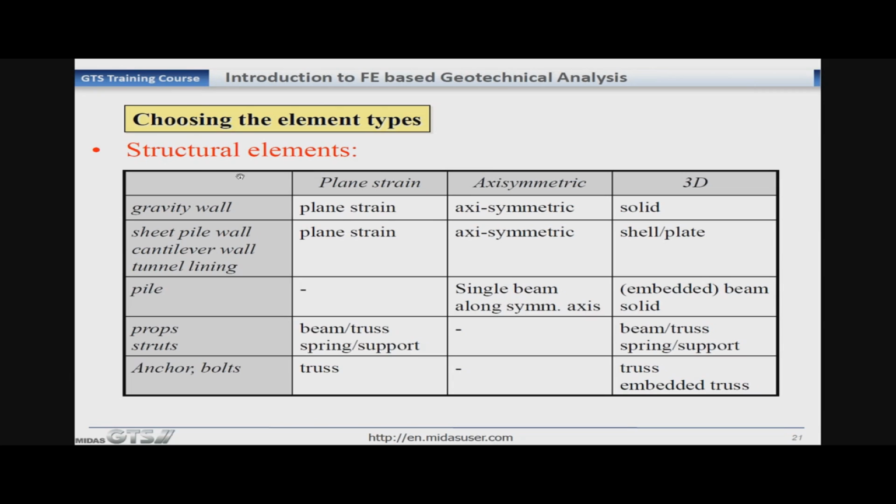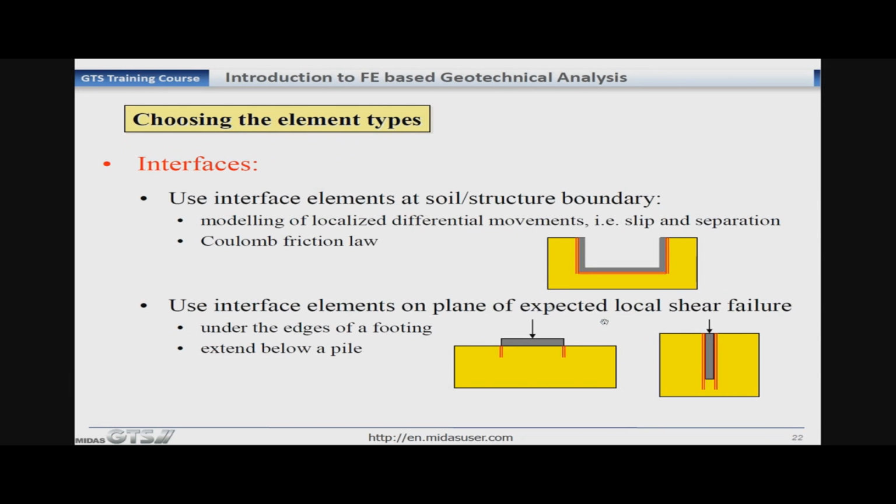Again, these are the different structural elements, and these are the finite elements that you can use to model them. So if we talk about, let's say, anchor bolts, you can model them using the truss elements, or if you want to model them using 3D elements, you can model them using 3D elements too.